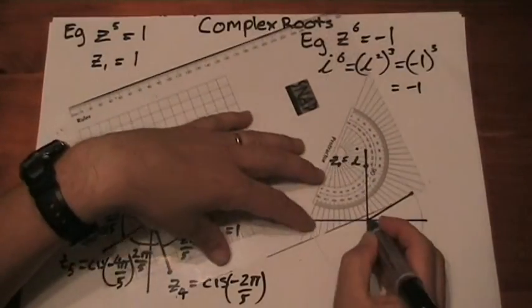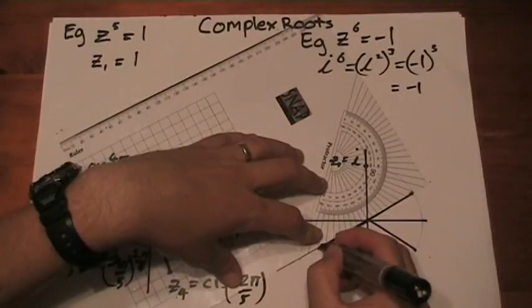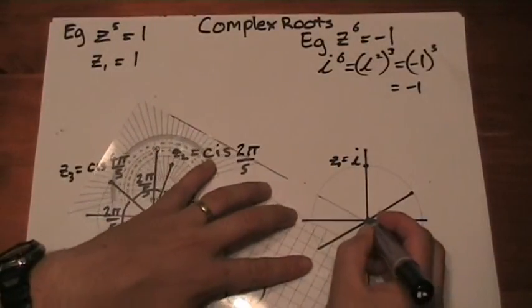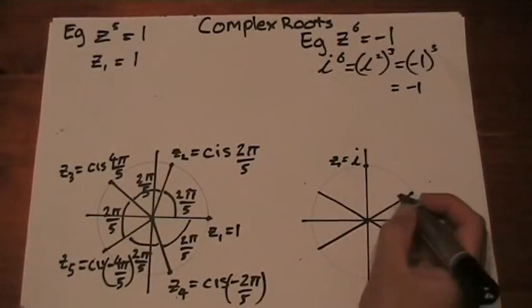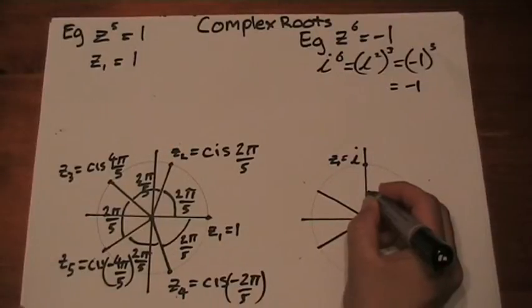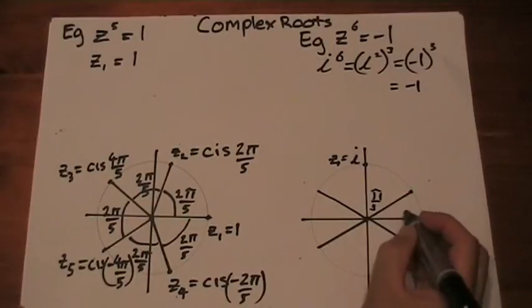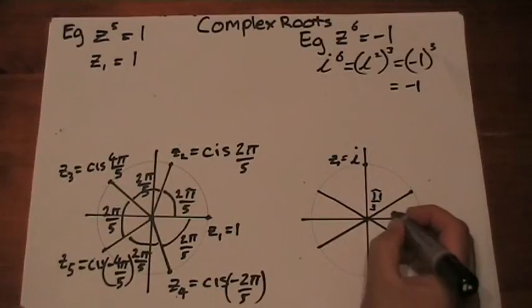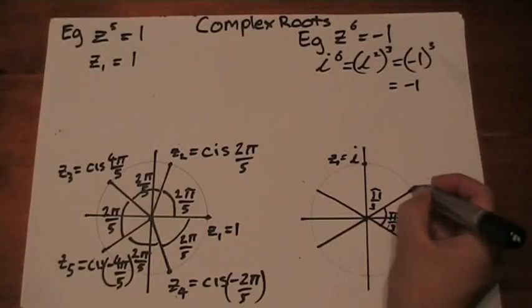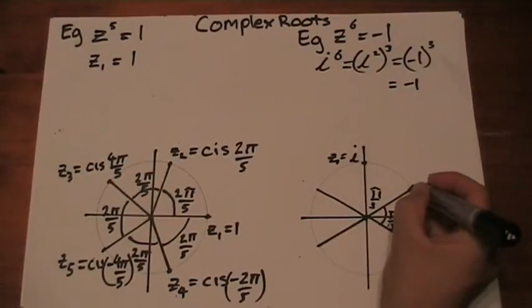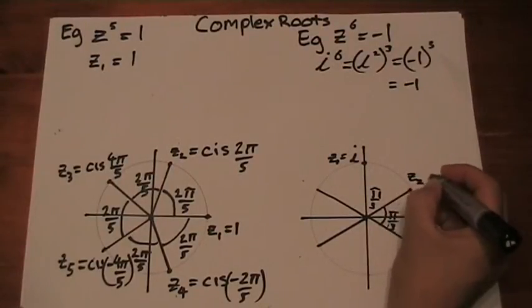One will come down here. Remember, we're starting from i, so from i, this will be 2 pi on 6, which we know is actually pi on 3. This angle in here will similarly be pi on 3, and so on around the circle. So again, it's not very hard to write these in mod arg form. I've got that one as i, I've called that z1, so I'll call this one over here z2.